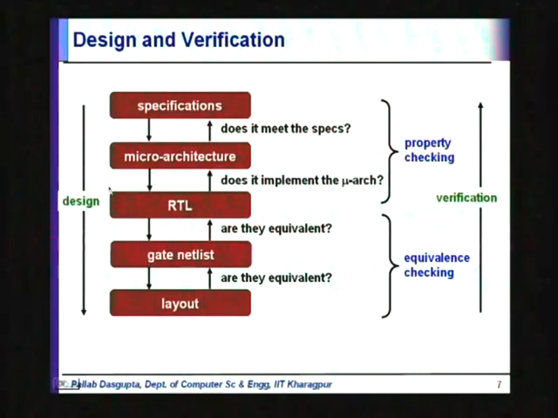So this again shows the scope of property checking and equivalence checking. Specifications, microarchitecture, RTL. At this level we don't have any golden reference model, so we can use property checking, and then lower down we will do equivalence checking.